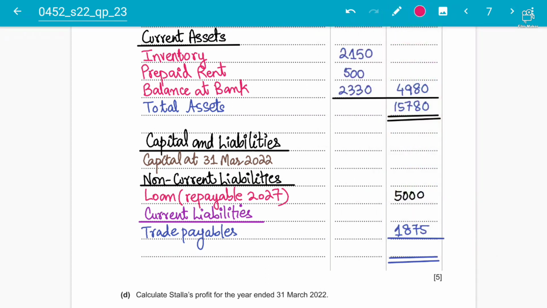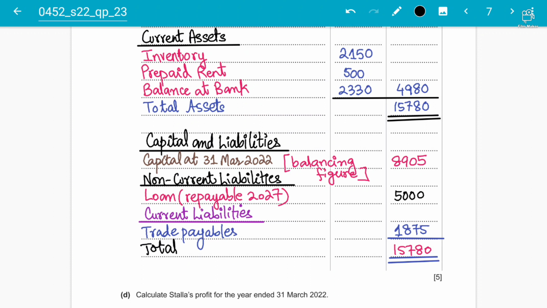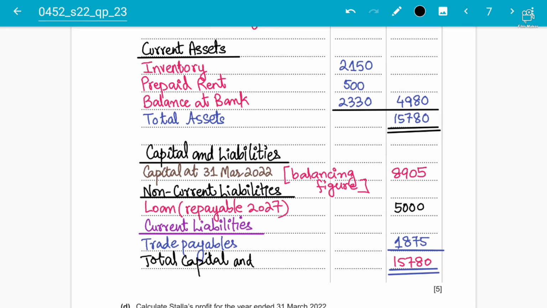Okay, students, so here we go. You write down 15,780 here as well. Subtract from 15,780 the 5,000 and 1875. Subtract these two amounts. 8,905 is the balancing figure. This will be called the balancing figure. That's what we have to find, and that's how you will get all 5 marks if you do this quickly and easily. Okay, so here we go. The final heading will be the total capital and liabilities. So eventually, students, what I have applied here is the basic concept, that assets equals capital plus liabilities, and then I worked it out to get the capital as the balancing figure.